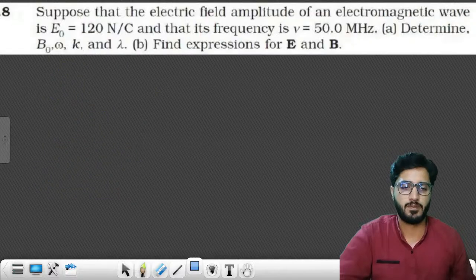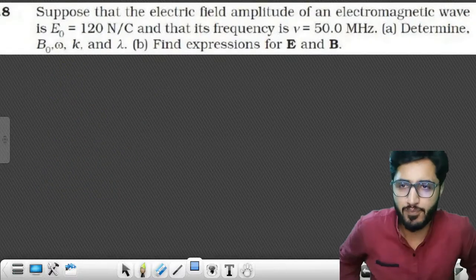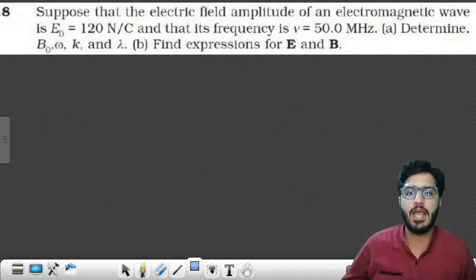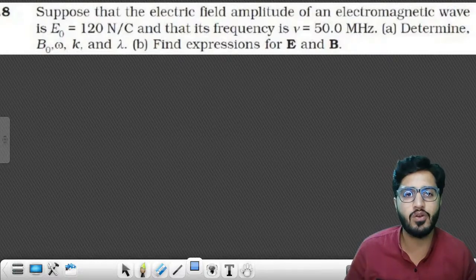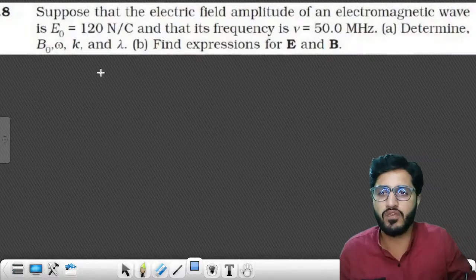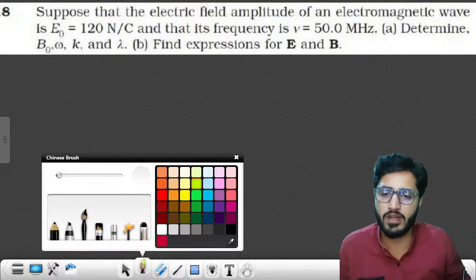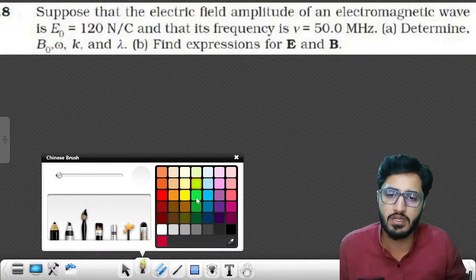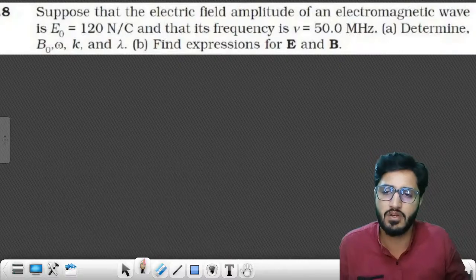Next one. Suppose that the electric field amplitude of an electromagnetic wave is E naught, okay? And its frequency is given. Determine B naught. How to find B naught? I will change the color now for clarity. Okay, I will write this one now. B naught.